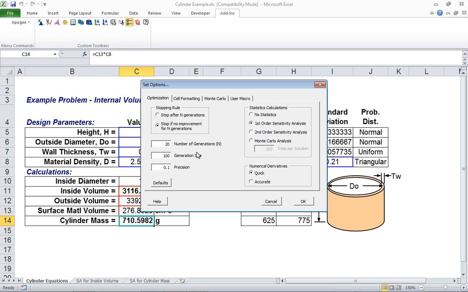We're going to use a stopping criterion: at any time that we have gone through 20 generations without any improvement in our results, our responses, our constraints and goals, that's the point at which we will terminate and stop the optimization run and return the best solution that's been achieved at that point in time.